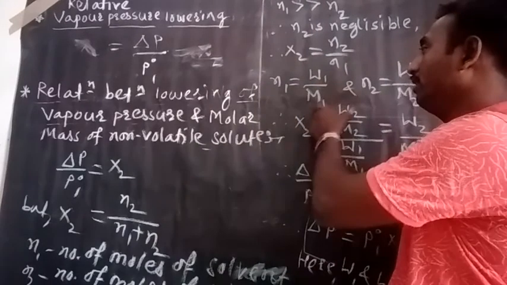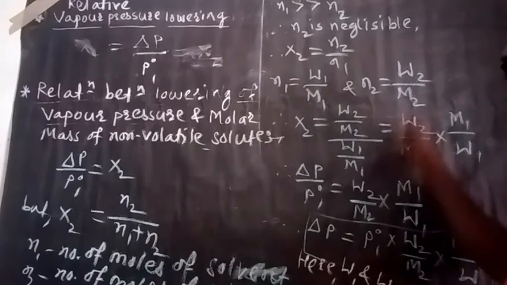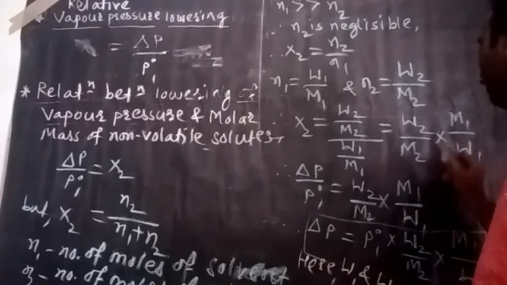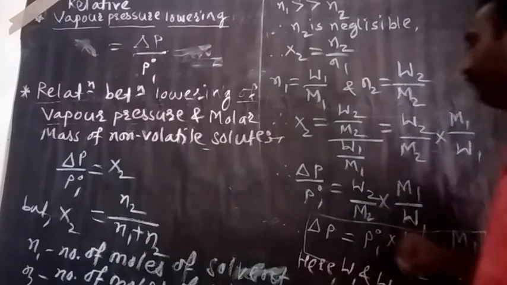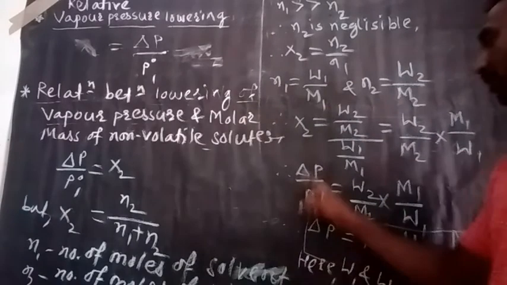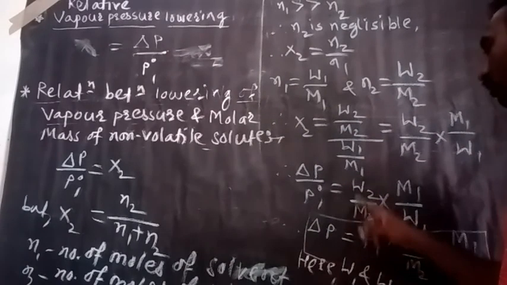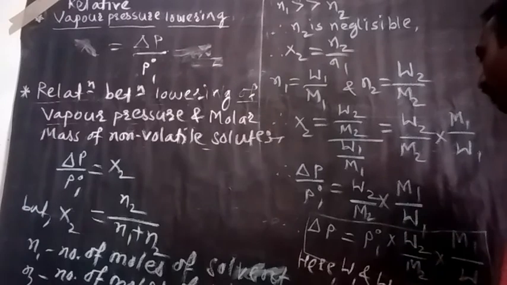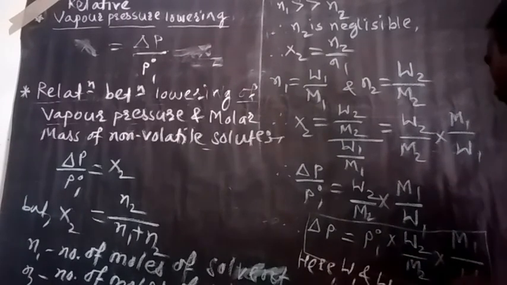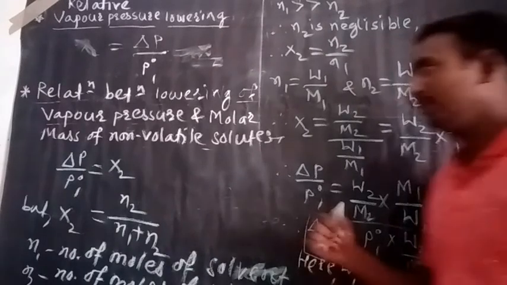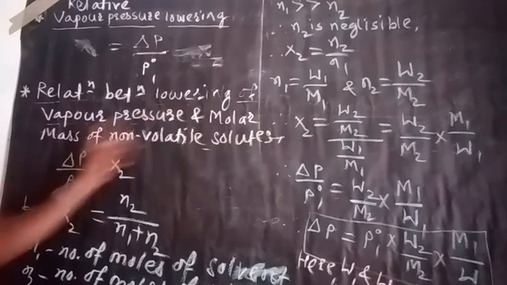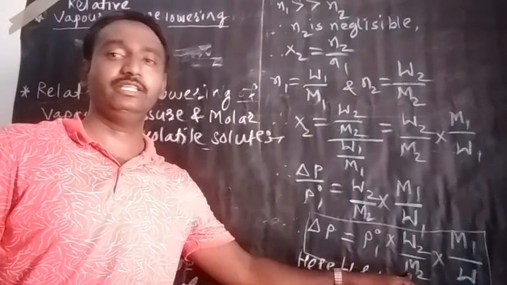But N1 is nothing but W1 upon M1, N2 is nothing but W2 upon M2, and that's why x2 becomes W2 upon M2 into M1 upon W1. By putting this value of x2 in this equation, it becomes delta P upon P01 is equal to W2 upon M2 into M1 upon W1, and that's why delta P is equal to P01 into W2 upon M2 into M1 upon W1. This is the relationship between lowering of vapor pressure, that is delta P, and the molar mass of the non-volatile solute, that is M2.